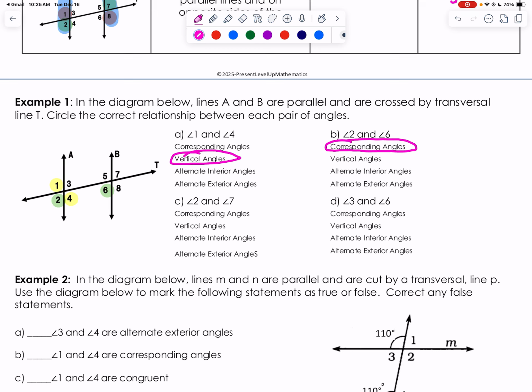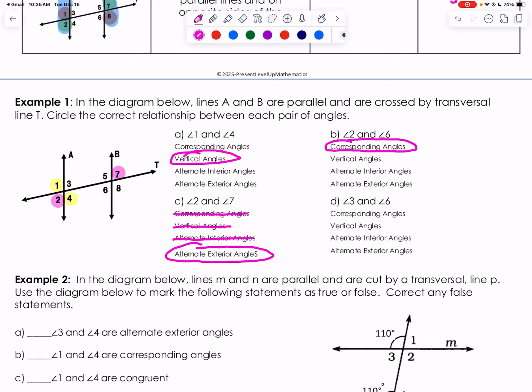All right, angle 2 and angle 7. Let me highlight those. Angle 2 and angle 7. Are they matching corners? No. Are they opposite angles? No. Are they alternate interior? No, because they're not inside the parallel lines. Are they alternate exterior? Yes, they were both on the outside and they were on opposite sides of the transversal. So they're alternate exterior angles.